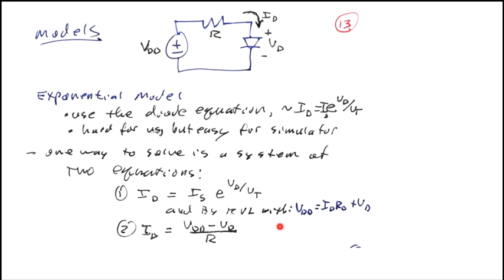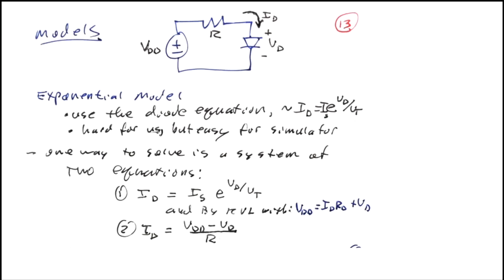So we can solve for ID. That would be VDD minus VD over R. And we could work back and forth with these two equations. There's various ways we could solve those. We could just do an iterative approach: make a guess, then guess for the other, and go back and forth. After 2 or 3 rounds, there's an example in the book, you should converge pretty well on a solution.